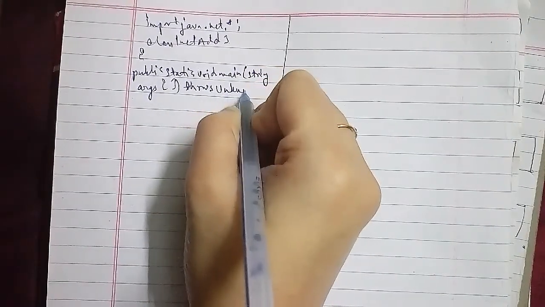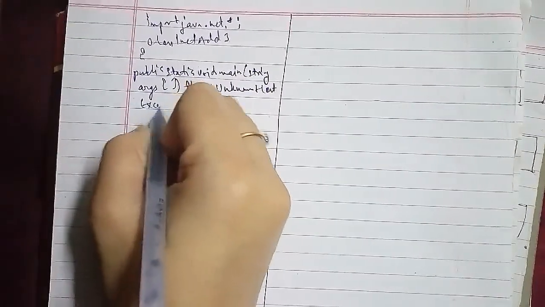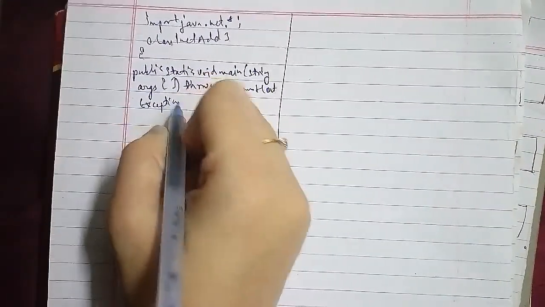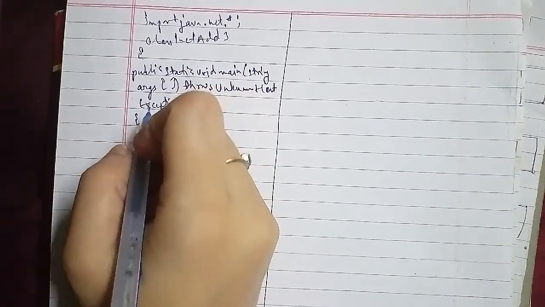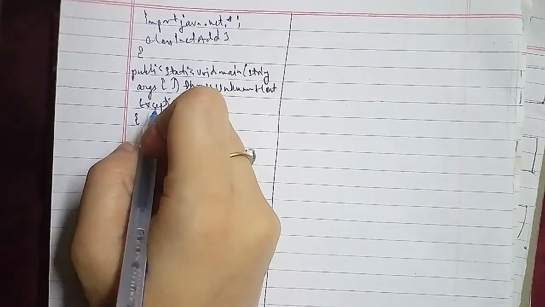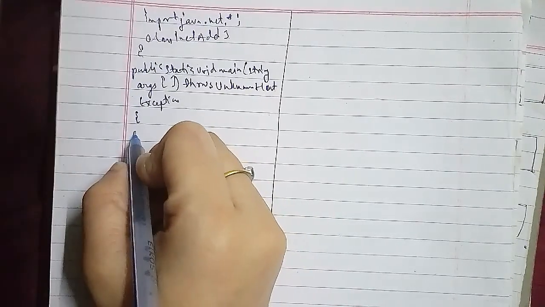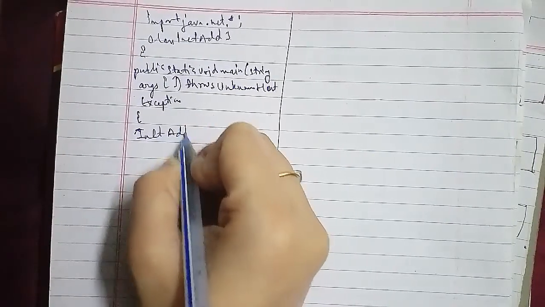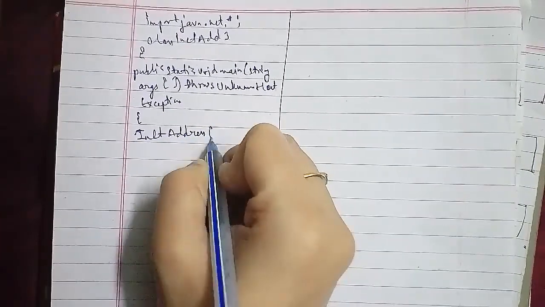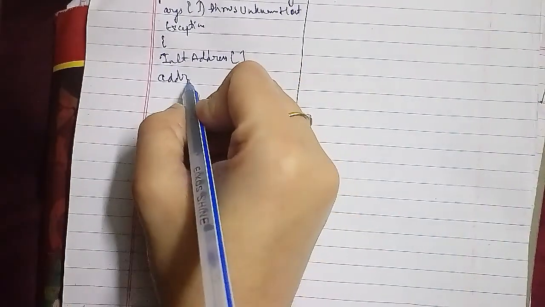Then for (int i = 0; i < addr.length; i++). Now for the other one, System.out.println(addr[i]), and close the bracket here. For that, this is what you will get.